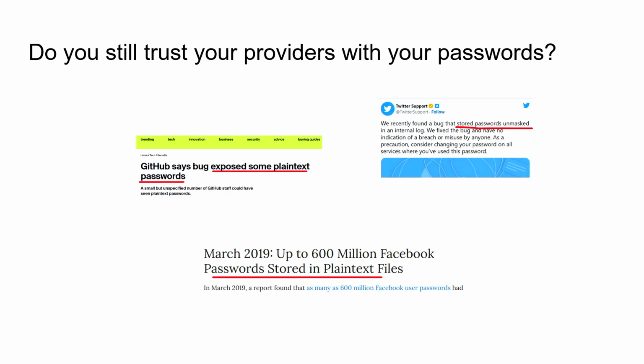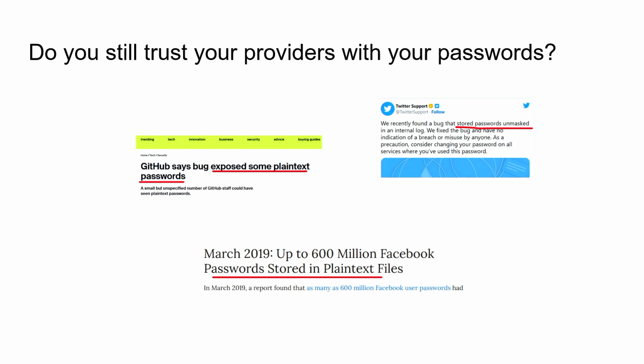You probably know these headlines. GitHub exposed user passwords to their employees. Twitter accidentally logged the passwords while hashing them. And Facebook did a similar thing with several hundreds of millions of user passwords. So these passwords lie in the systems of these providers in the clear. Of course, none of this happens intentionally. But the systems that these providers deploy are so complex that it would actually be a miracle if everything works as expected.